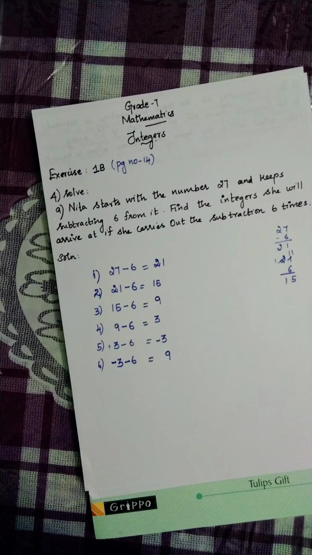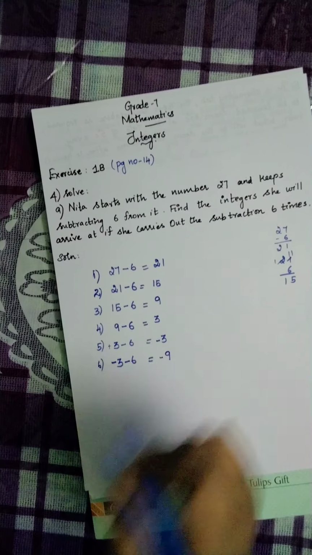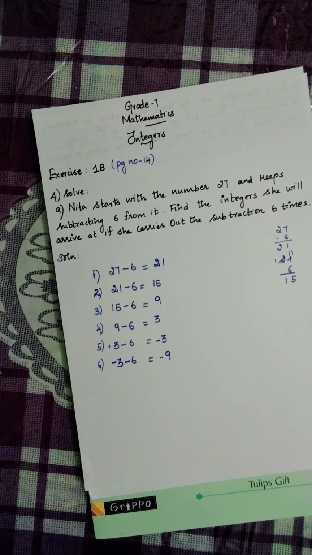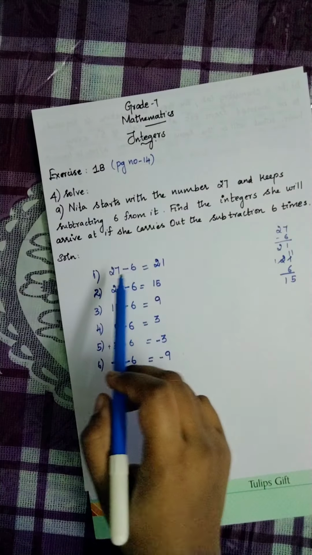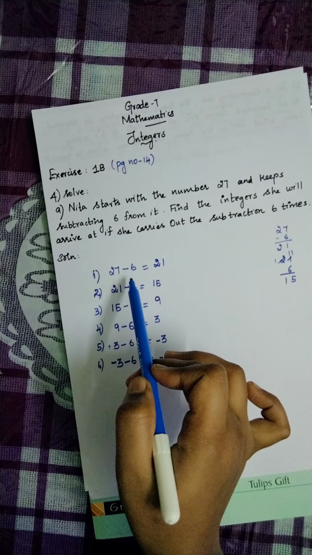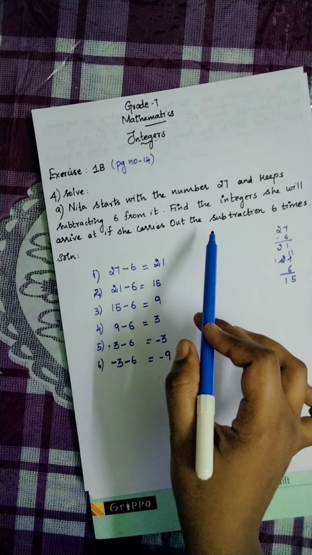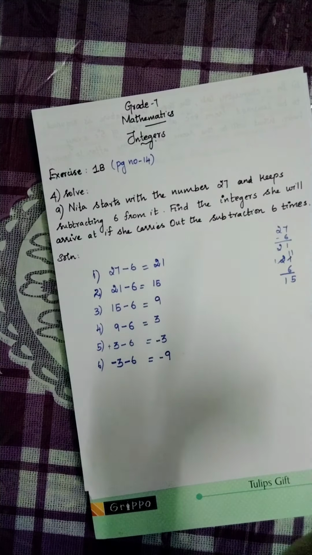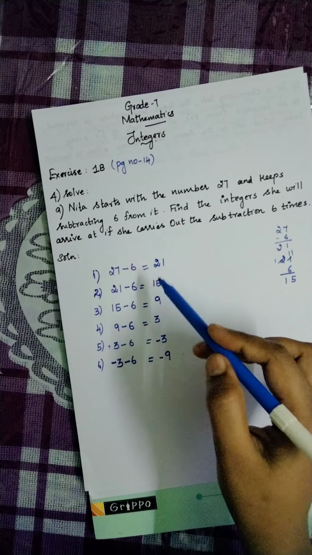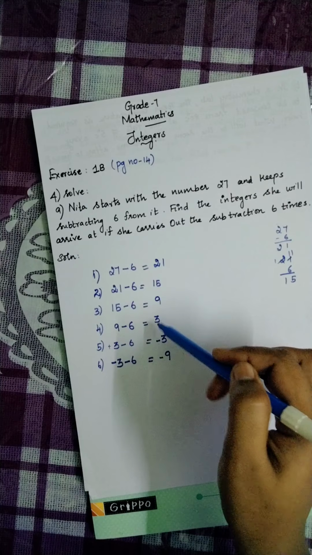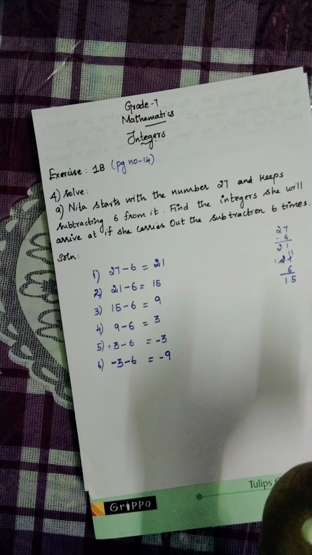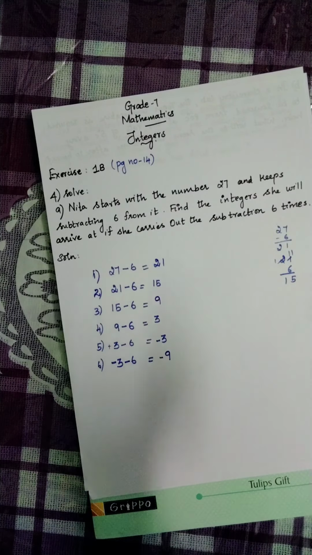So our answer is minus 9. But the question: Neeta starts from the number 27 and keeps subtracting from it. She has carried out the subtraction 6 times. Totally 6 times. So count 1, 2, 3, 4, 5, 6. Totally we have subtracted 6 times 6 from the number.